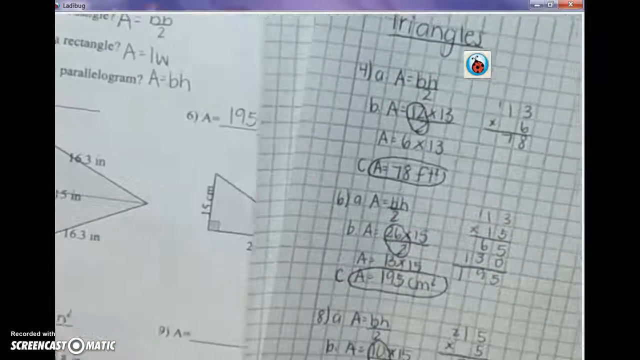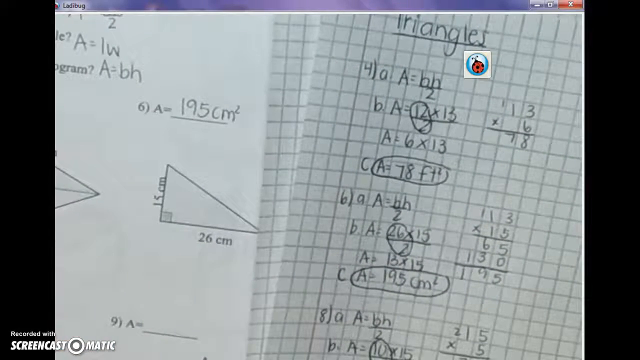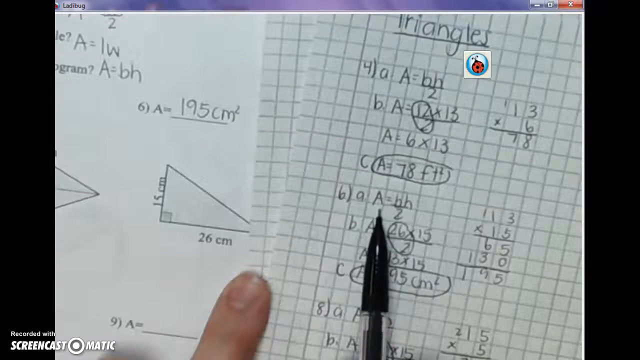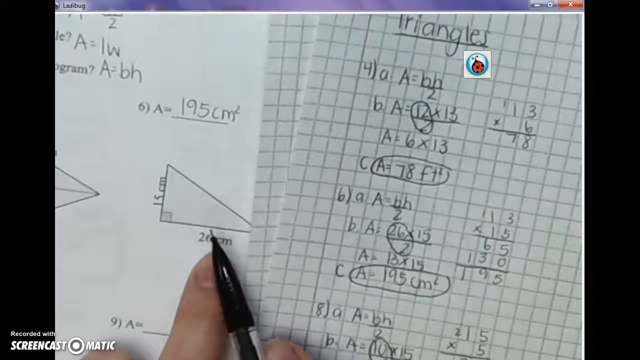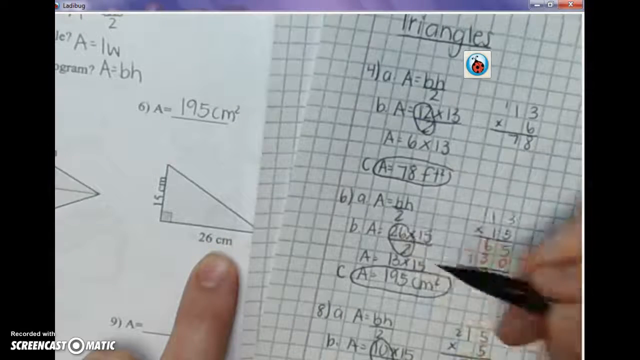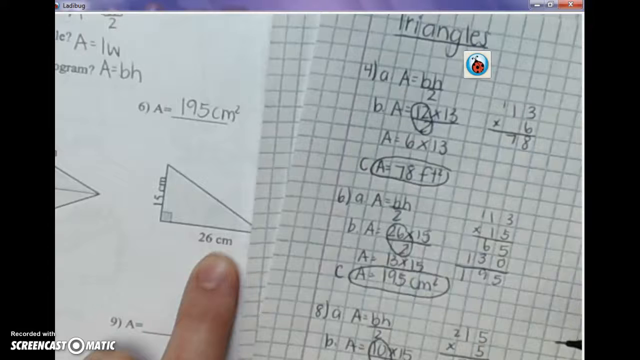Now on number 6, I got A equals base times height divided by 2. I took 26 times 15 divided by 2. I cross canceled my 26 and 2, and I got 13. 13 times 15 is 195 centimeters squared.